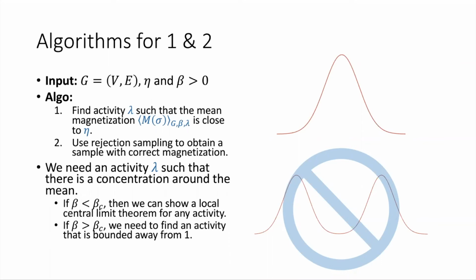As input, you're given a graph, some desired magnetization, think of it as 0 if you want, and a beta greater than 0, so some fixed inverse temperature. We want to find an activity lambda such that the mean magnetization of a non-fixed Ising model is close to eta. This is good for us because we can calculate the mean magnetization of the non-fixed ferromagnetic Ising model, beta still greater than 0, for any beta and lambda, using this Jerrum-Sinclair result. Once we have that, we're going to sample from here using rejection sampling to obtain a sample with the correct magnetization.